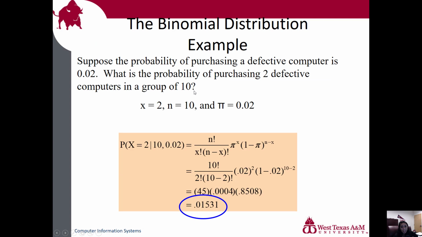Here's another example. Suppose the probability of purchasing a defective computer is 0.02. What is the probability of purchasing 2 defective computers in a group of 10? So we're still using the binomial distribution formula. And if we were to plug that in, we would get 0.01531. And what this means is that the probability of purchasing 2 defective computers, if I were to purchase 10, would be 0.01531. Again, I don't need you to know how to use this equation or where to plug things in, but I do want you to know how to interpret this outcome here.